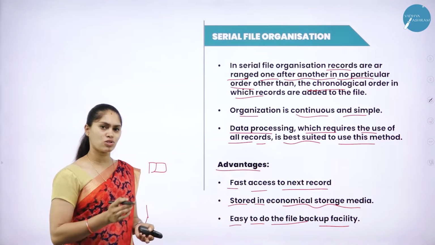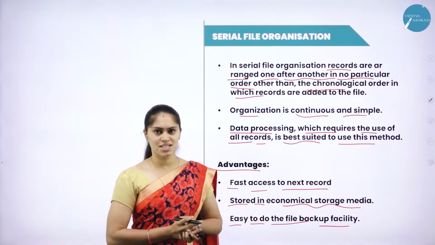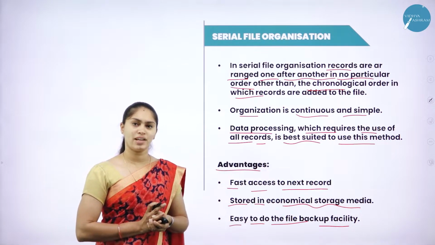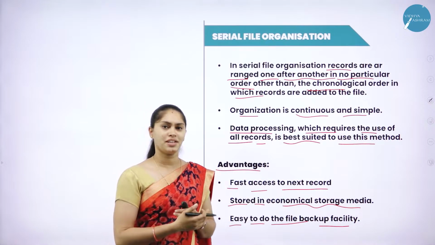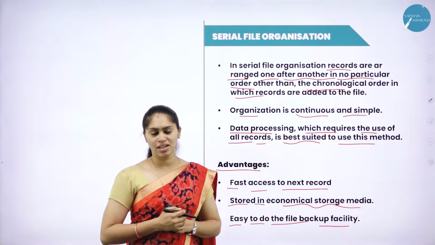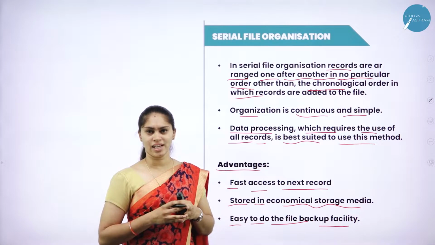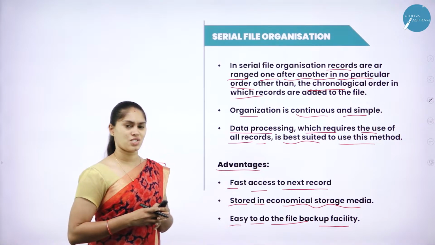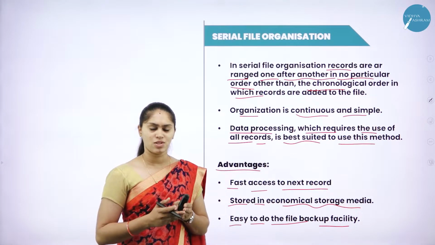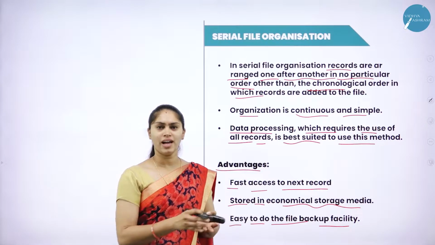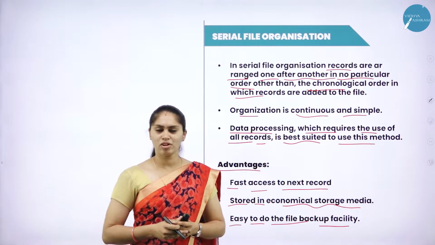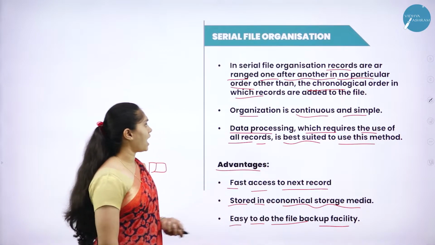So if something goes wrong, if some natural disaster happens, at that time who is going to take care of our files which are already stored in the computer? At that time it is necessary to have a backup file. So in serial file organization also we have a backup file, so that if something goes wrong with one file, I can get another copy of the same file. That is one of the advantages.